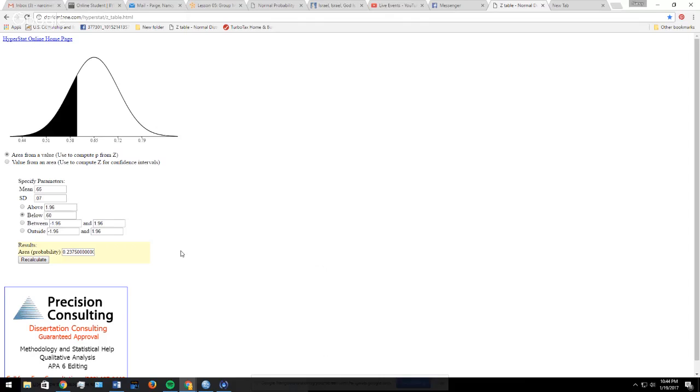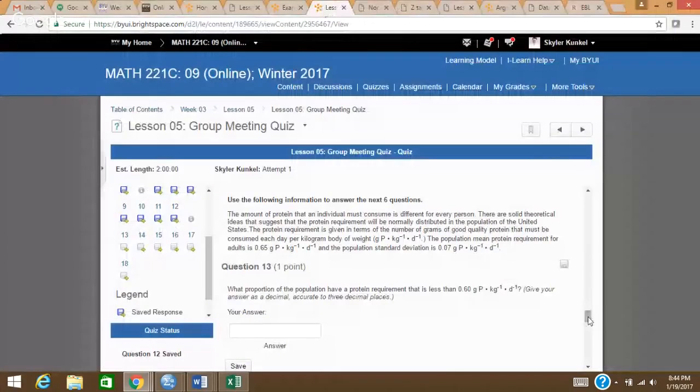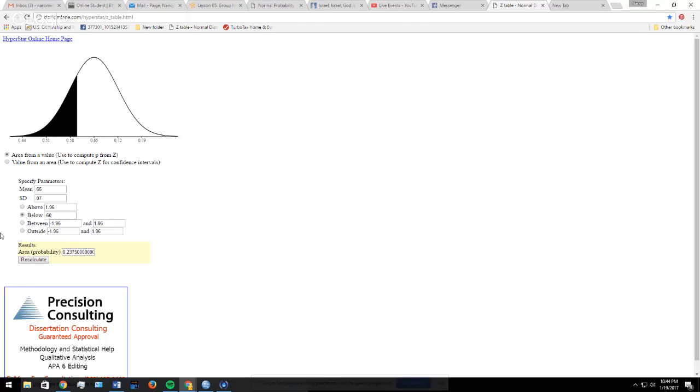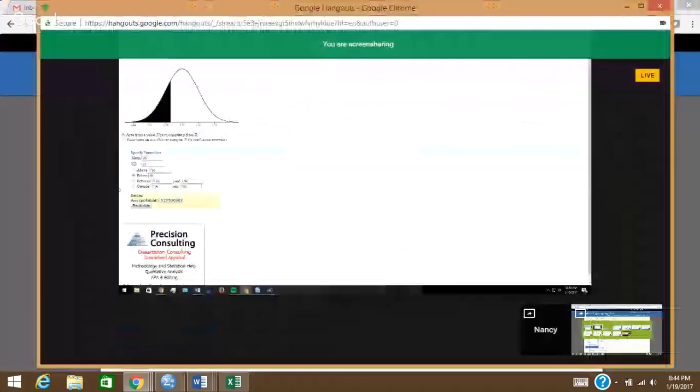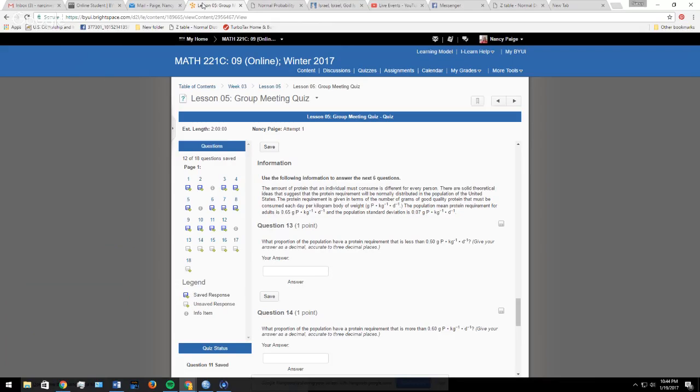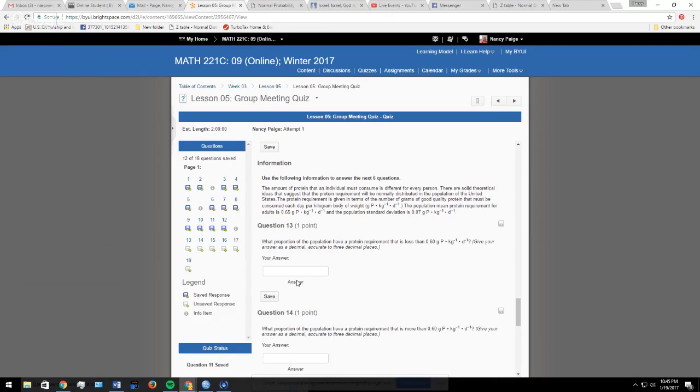Do you see it? Is it below? That's what it wants. Let me. Oh, below 0.60. Okay. So wait, let me type this into mine. So below 0.60. Find the percentage. Answer as a decimal. I put it to the third one, so it'd be 0.238.